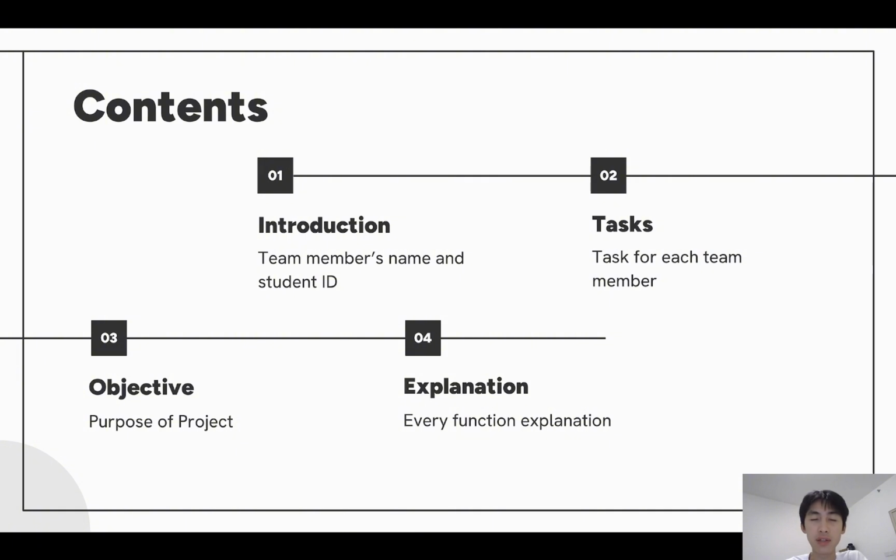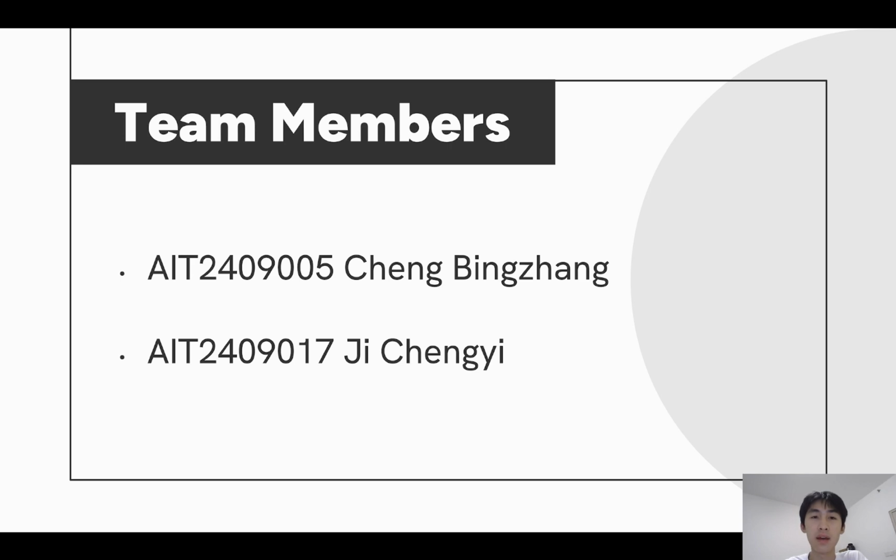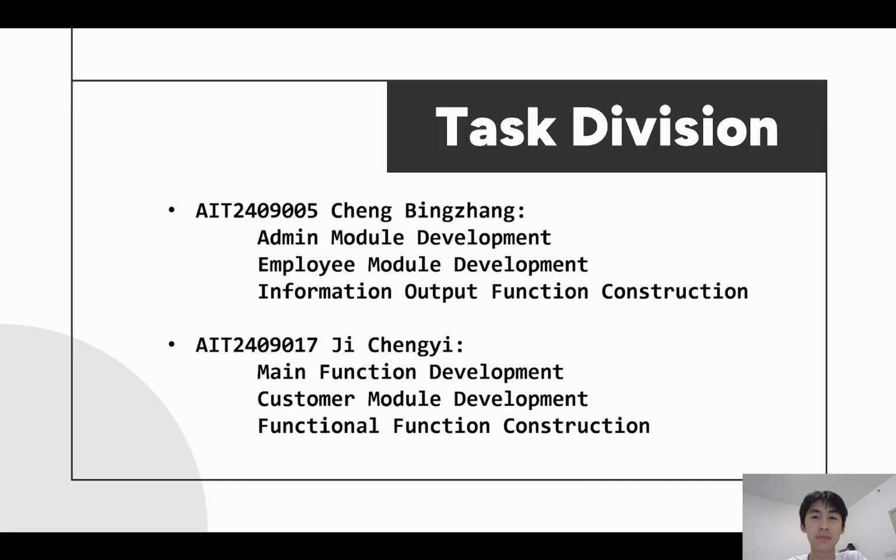These are the things we will talk about. Here are the team members, Bingzhang and Chengyi. This is the task division of our project. Bingzhang is responsible for admin module development, employee module development, and information output function construction. And Chengyi, and that is me, is responsible for main function development, customer module development, and functional function construction.